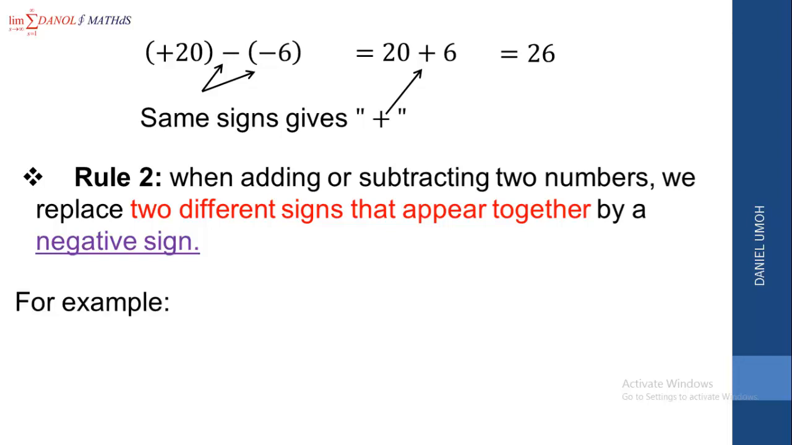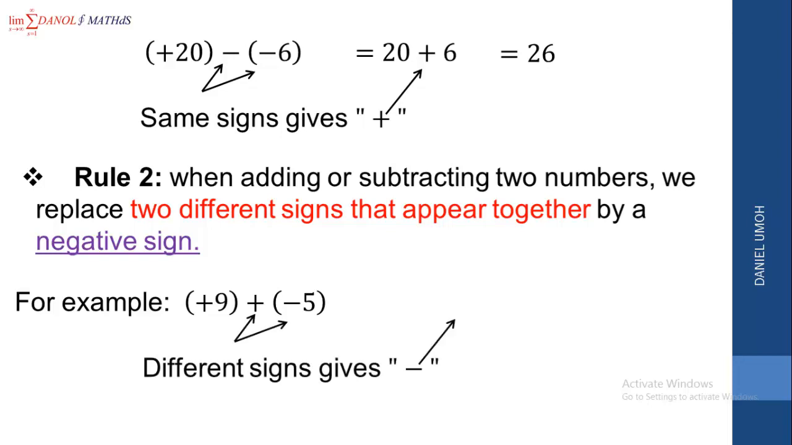Now, let's look at the example. Plus 9 plus minus 5. You can see that plus and minus are different signs appearing together. So we are going to replace it by what? A negative sign. These different signs give us minus. Therefore, we have 9 minus 5. Of course, you know plus 9 is 9, right? Then the plus and the minus gives us the minus. So we now have 5. So the answer becomes 9 minus 5, which is equal to 4. It's as simple as that.